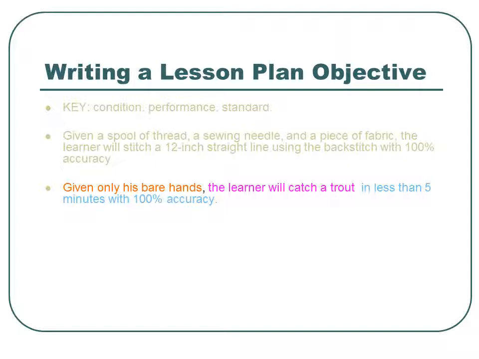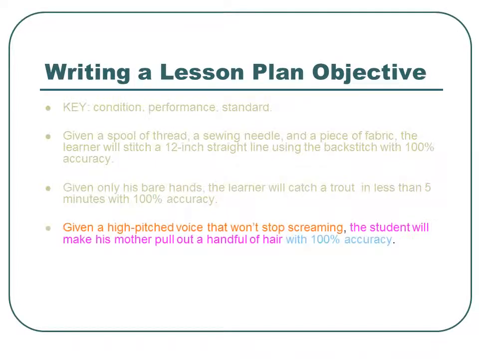Now, earlier this evening when my children asked me why I was spending so much time on the computer, I had to explain to them what I needed to teach to you. So we started playing around with objective writing, and here are 2 objectives that my 6- and 8-year-old came up with. Given a high-pitched tone of voice that won't stop screaming, the student will make his mother pull out a handful of hair with 100% accuracy.